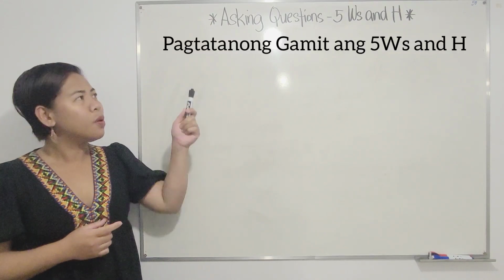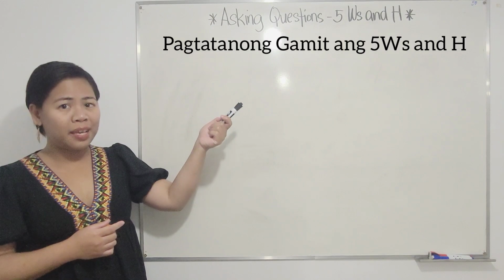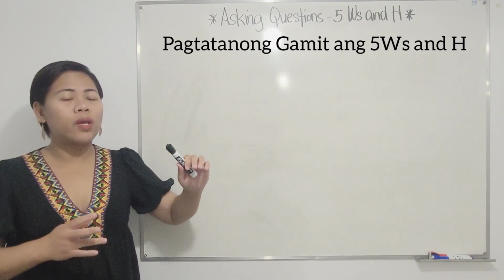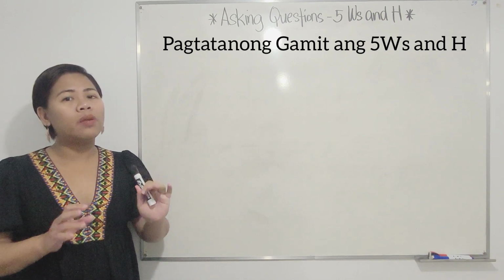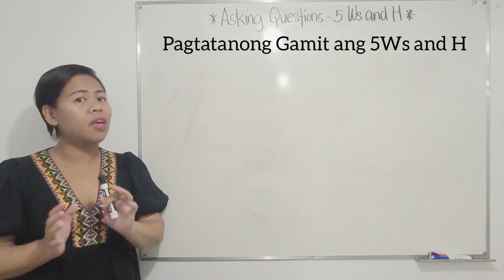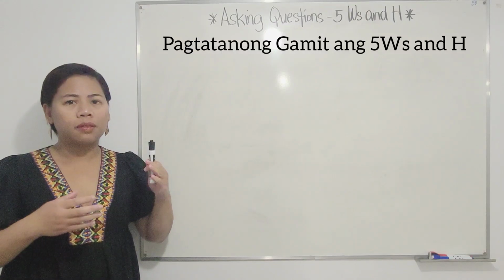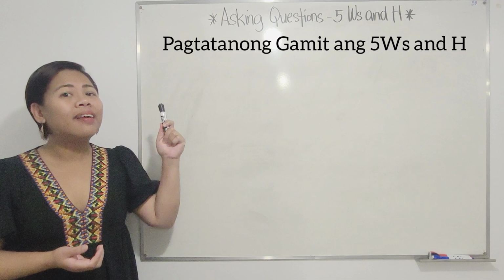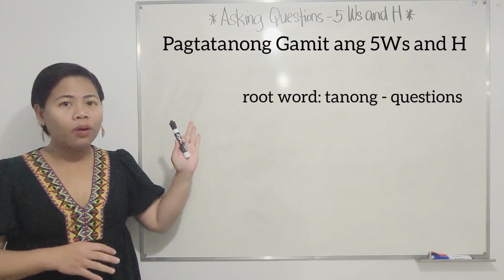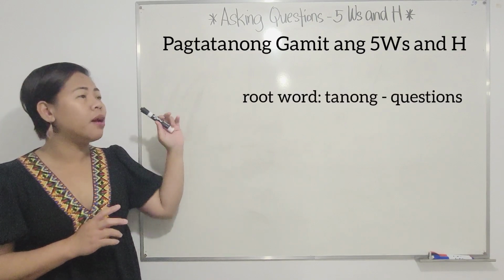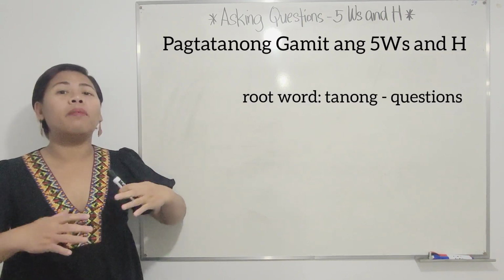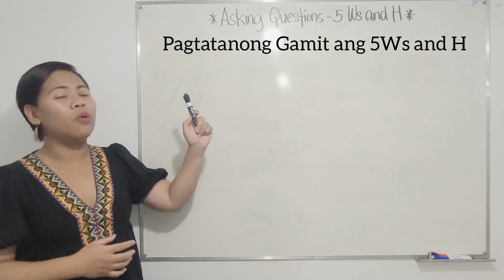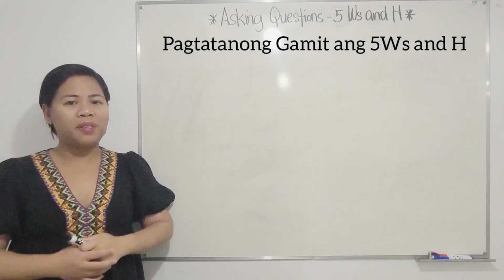If you notice, we retain the 5 W's and H. It's because we don't have a translation for that, because when we ask who, what, when, where, why, and how in Filipino, they don't start in W and 1H. Asking questions is pagtatanong, from the word tanong, question. When you add a prefix pag, then it will become a verb, pagtatanong, asking questions. Gamit, so using the 5 W's and H.